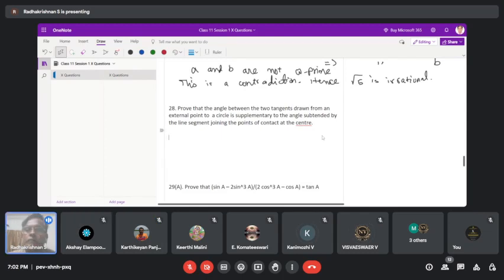Prove that the angle between two tangents drawn from an external point to a circle is supplementary to the angle subtended by the line segment joining the points of contact at the center. Okay, so they have given a big explanation, but if you draw a diagram, it will become very easy. The two tangents from an external point to a circle. Let's draw a circle, and then external point A.